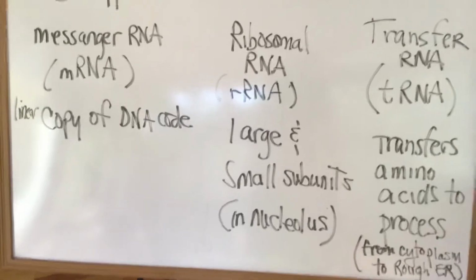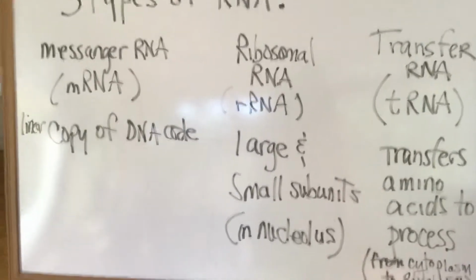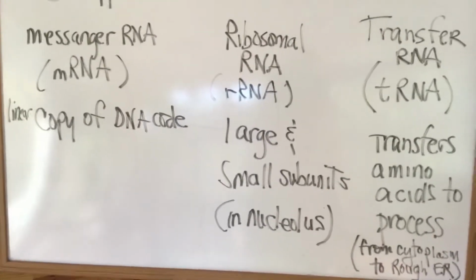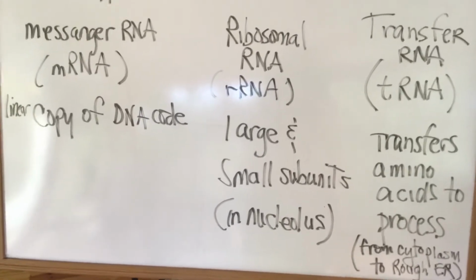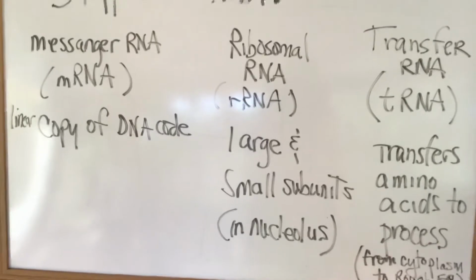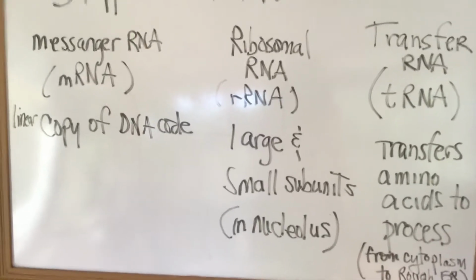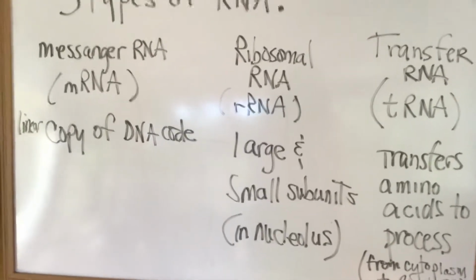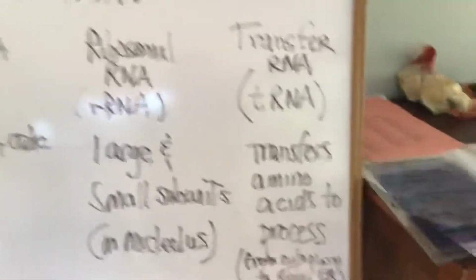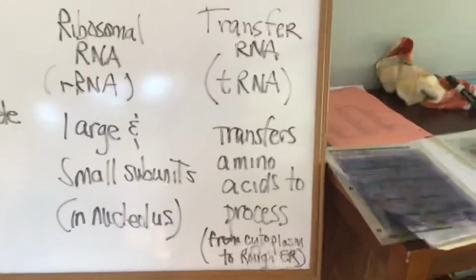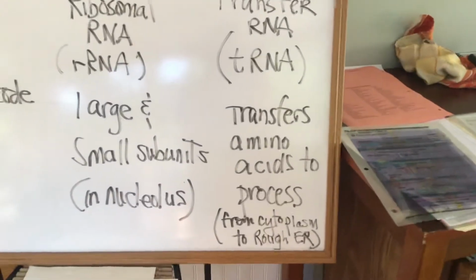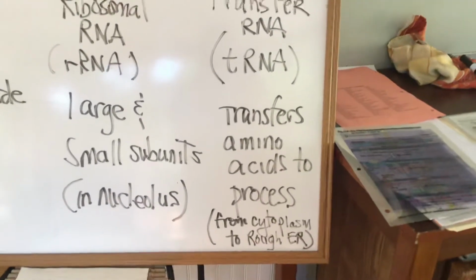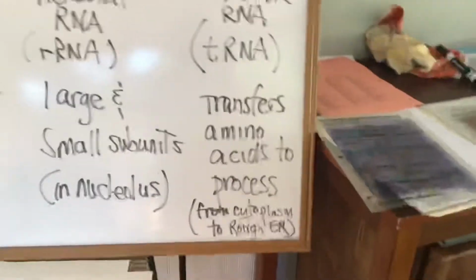The second type is ribosomal RNA, or rRNA. This is made up of large and small subunits, as we call them, and these are found in the nucleolus. So there's already some ribosomal RNA present in the nucleus, and there may be more made for the process. Transfer RNA is the third type. Transfer RNA transfers amino acids to the process of protein synthesis from the cytoplasm to the rough ER.